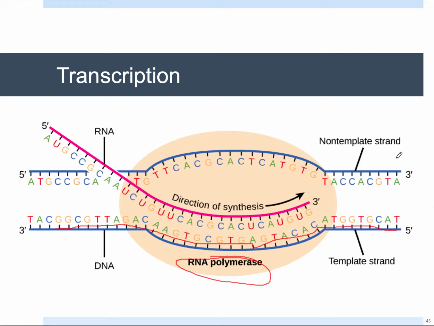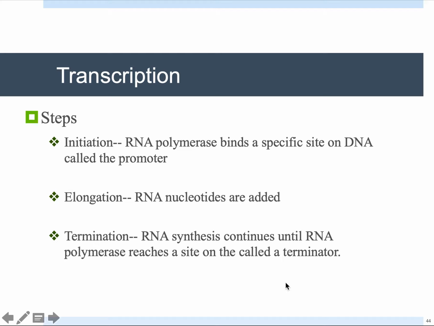So this is the template strand. This is the non-template strand. There is more information you can get out of this diagram, but I'll talk about that in a moment. But the process takes 3 steps. There is initiation, there is elongation, and then there is termination. So initiation is when you have the RNA polymerase binding to the specific site. The RNA polymerase is guided to bind to that site by a molecule called the promoter. So the promoter will guide the RNA polymerase to bind to a specific site of the DNA.